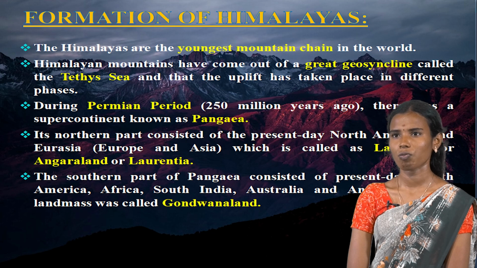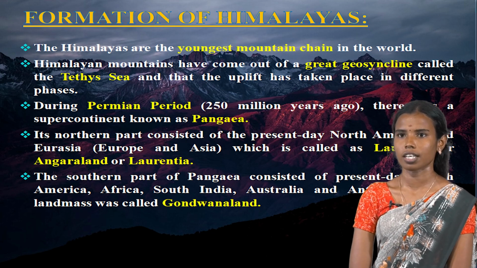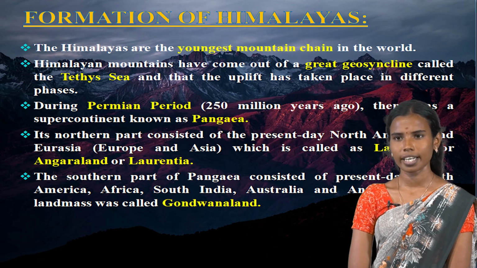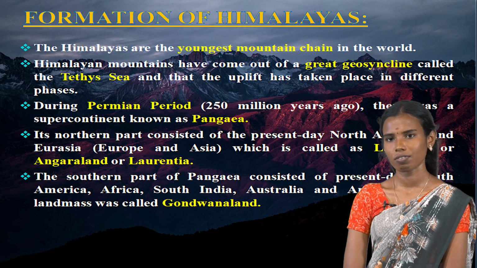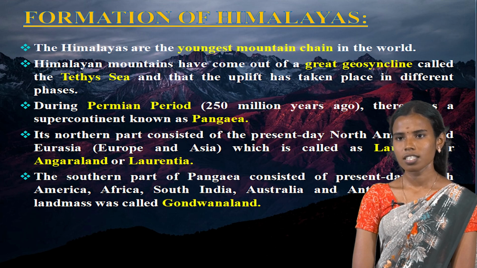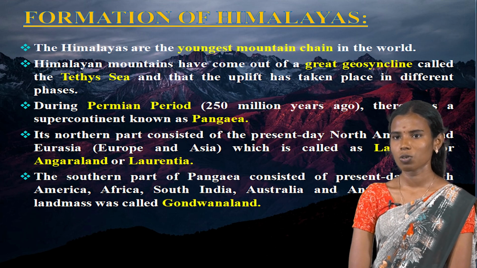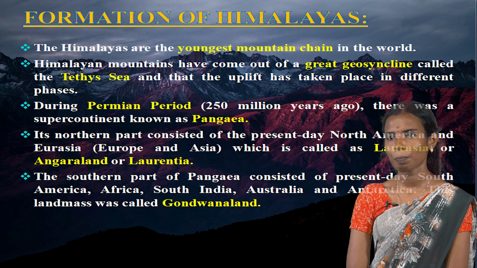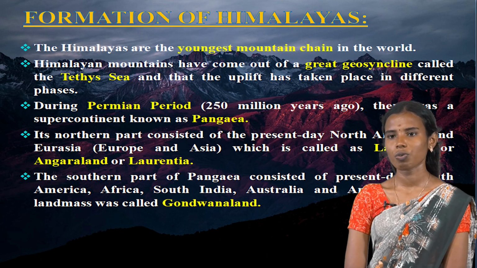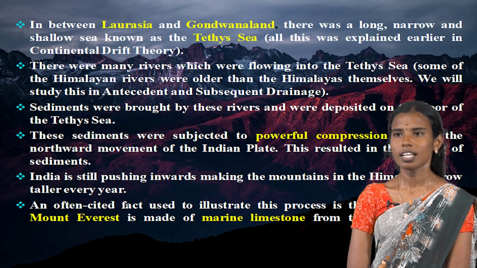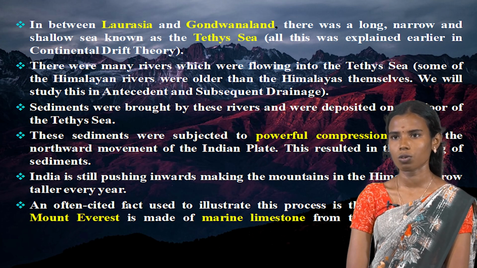Next, how the Himalayas were formed. The Himalayas are the youngest mountain chain. They have come out of a great geosyncline called Tethys Sea and the uplift took place in 5 different phases. During Permian period, that is 250 million years ago, there was a supercontinent known as Pangaea. Its northern part consists of present day North America and Eurasia, which is called Laurasia or Angaraland or Laurentia. The southern part of Pangaea consists of present day South America, Africa, India, Australia and Antarctica. This landmass is called Gondwana land. In between Laurasia and Gondwana, there was a long, narrow and shallow sea known as Tethys Sea.